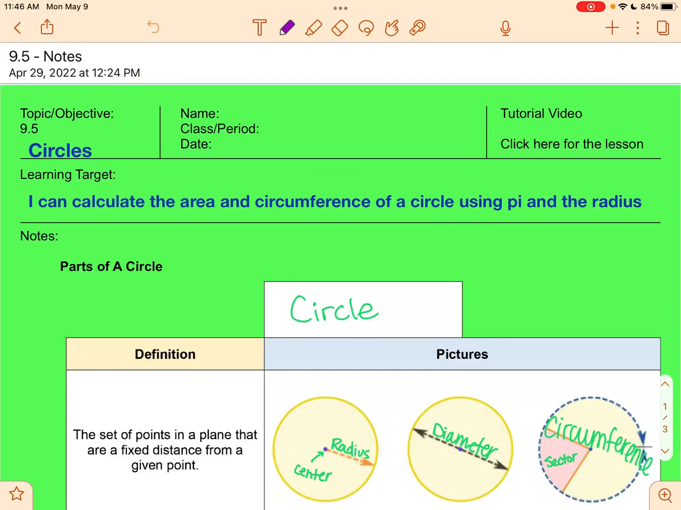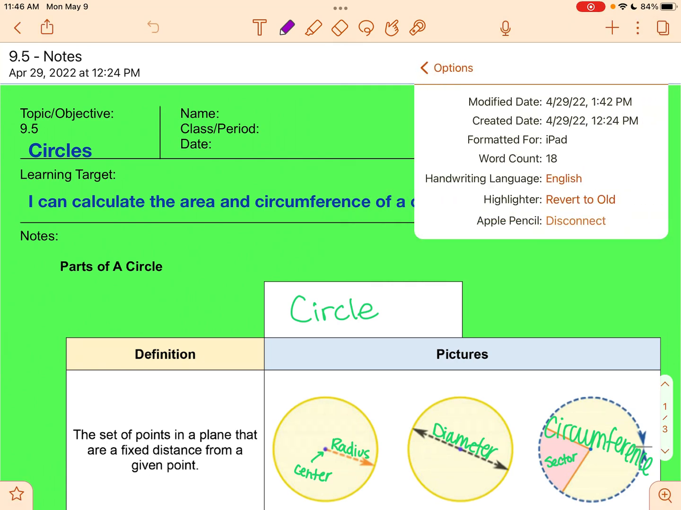Hi 7th graders, today we are going to be working on 9.5, which is all about circles. Our learning target is I can calculate the area and circumference of a circle using pi and the radius. Alright, so let's go ahead and get started.